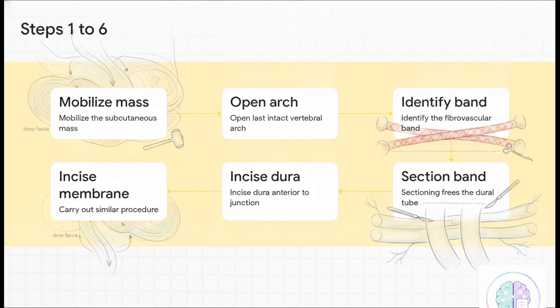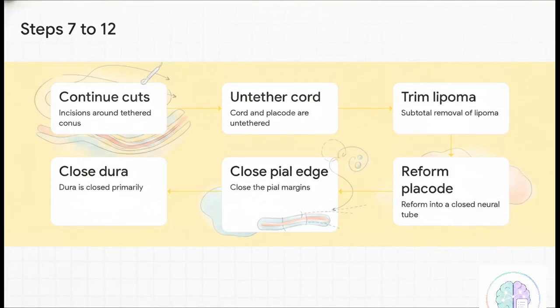Step 5. Taking extreme care to preserve the dorsal nerve roots, you incise the dura anterior to the dura-lipoma junction. And Step 6. Carry out a very similar incision procedure with the arachnoid membrane. Now for the critical untethering and closure. Step 7. Continue those dural and arachnoid incisions around the entire extent of the tethered conus. Step 8. Safely untether the cord and placode. Now, slow down and pay very close attention to Step 9. Removal of the lipoma is intentionally subtotal. Yes, you trim it down as completely as possible, but you deliberately leave some fat behind. Why? Because you absolutely need to protect the dorsal surface of the placode from catastrophic injury.